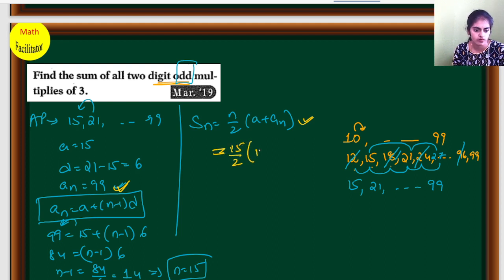So this is 15 plus 99. So this is 15 divided by 2 into 15 plus 99. Both are odd numbers. Okay, so it is 4, 4, 1, 1, 4. Is it 114?